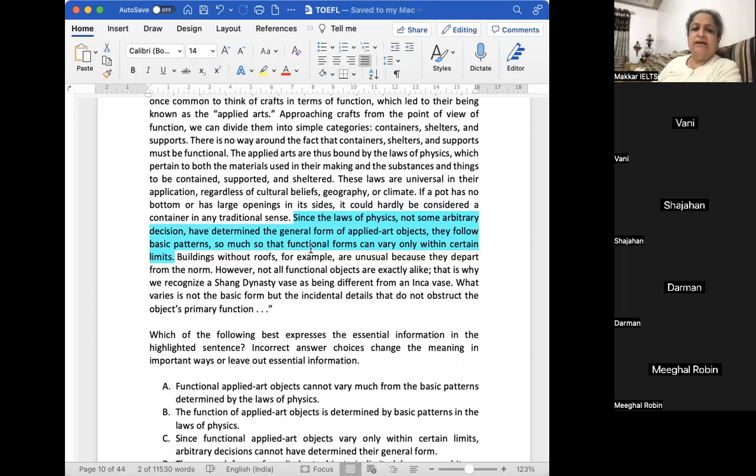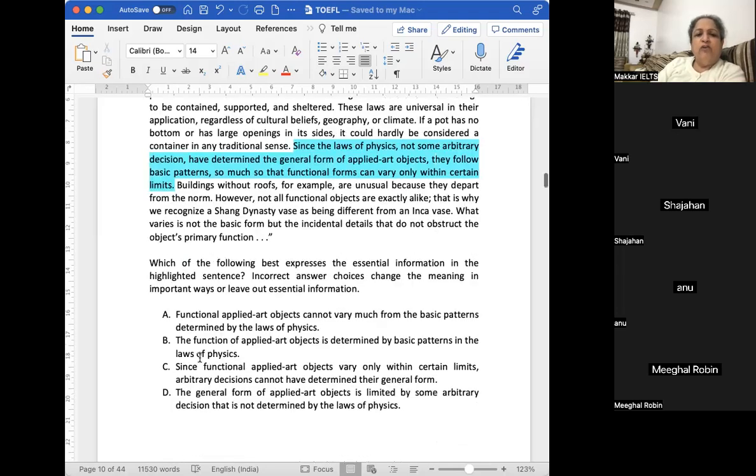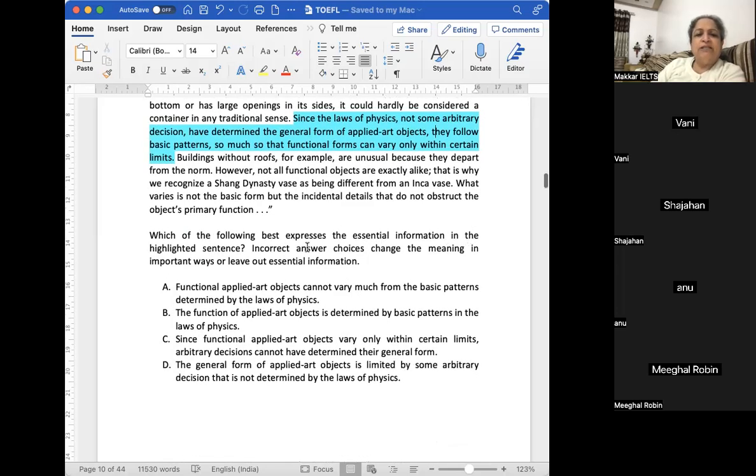Okay, what can be the essential information. Since the laws of physics, not some arbitrary decision, have determined the general form of applied art objects, they follow basic patterns, so much so that functional forms can vary only within certain limits. Which of the following best expresses the essential information in the highlighted sentence? Incorrect answer choices change the meaning in important ways or leave out essential information. Now you have to tell me.